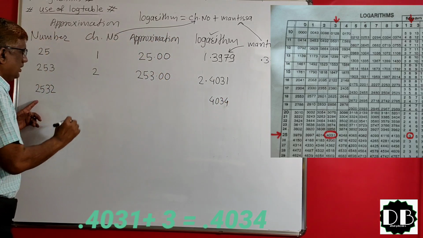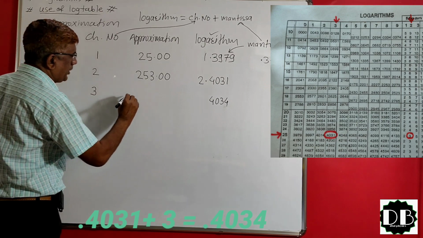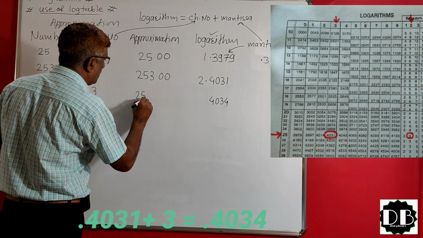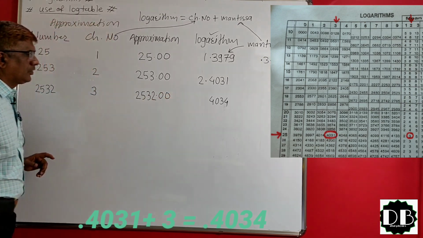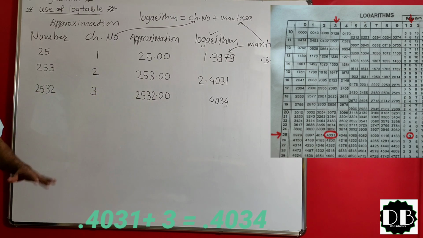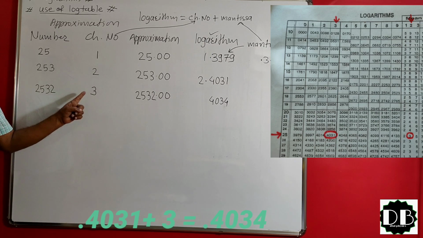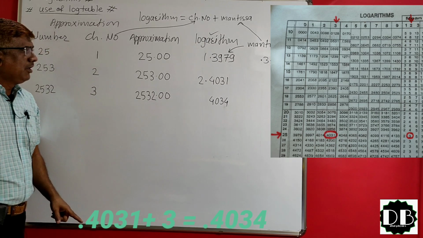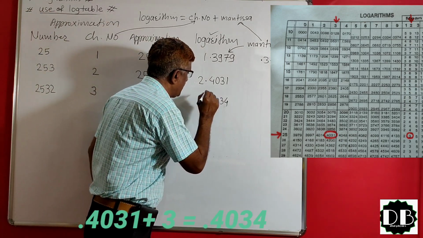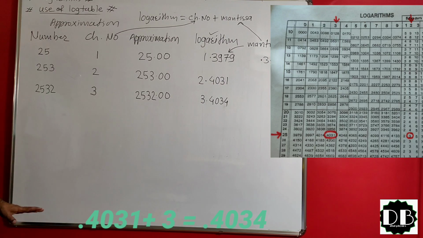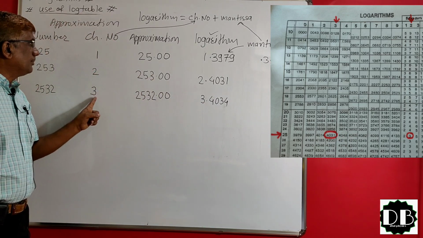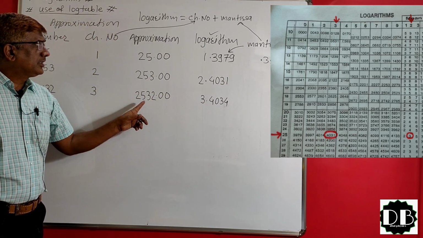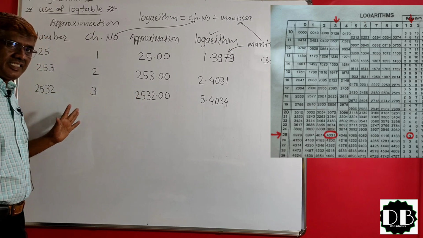4034. Character number here is 3. Approximation is up to the 4th number, so don't bother about it. The meaningful real number is 2532, approximation remains as it is. Our mantissa is 4034. Now add character number and mantissa. We have logarithm is 3.4034. This is the number, this is its logarithm. Here is the character number, here is the approximation. We cannot understand approximation completely, so we can see the next examples.